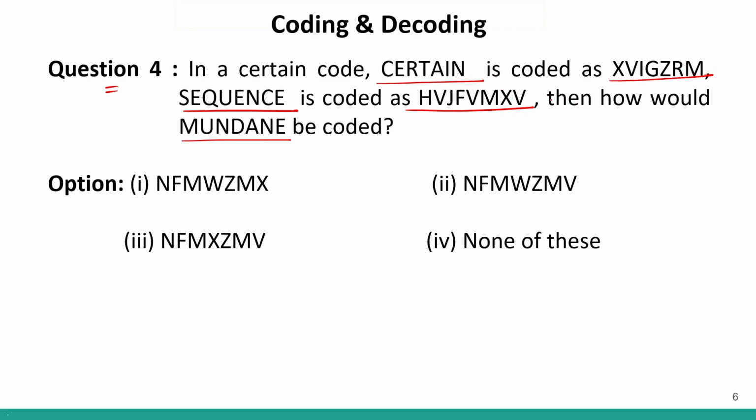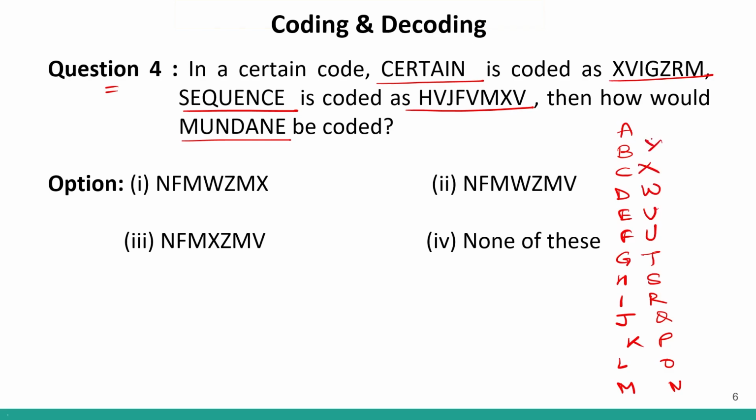If you know the concept of opposite letters, very clearly I can see that C and X are opposite letters. Similarly, E and V are opposite letters. So let me write the opposite letters for you. A, B, C, D, E, F, G, H, I, J, K, L, M. Then we will start again from N, O, P, Q, R, S, T, U, V, W, X, Y and Z. These are your pairs of opposite letters, 13 pairs.